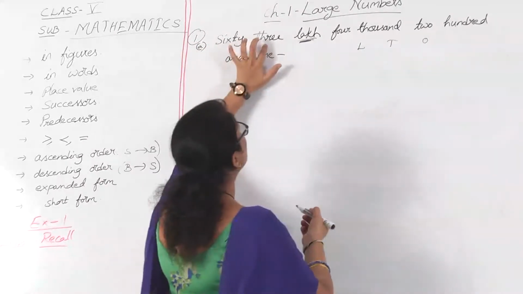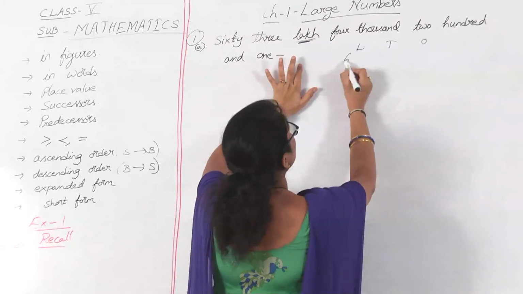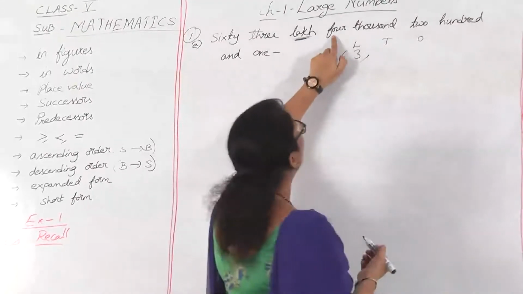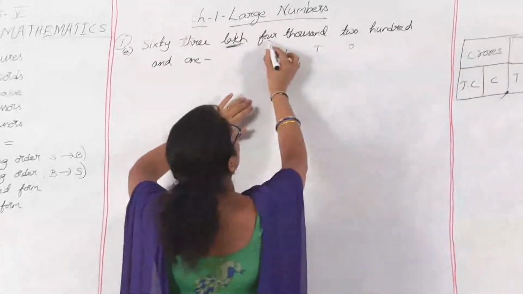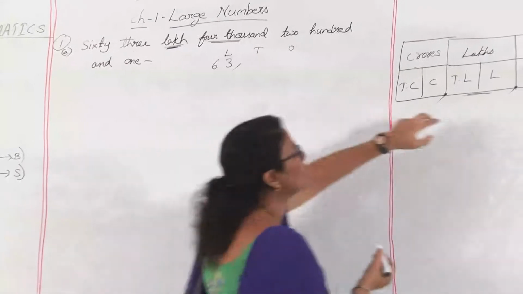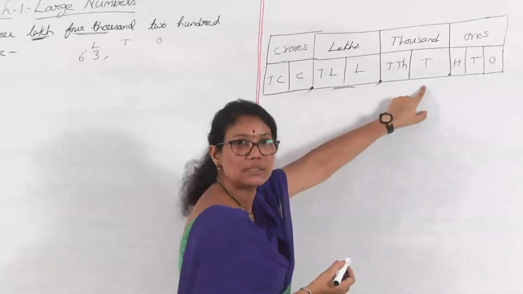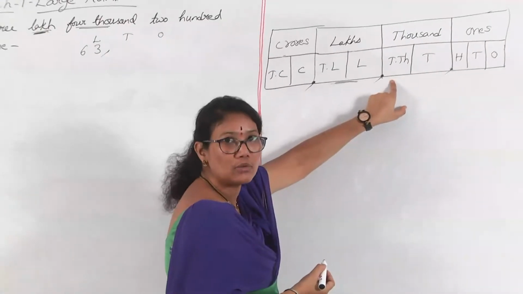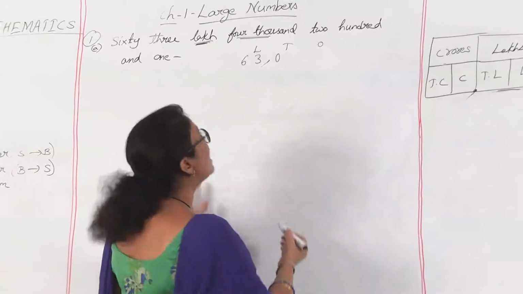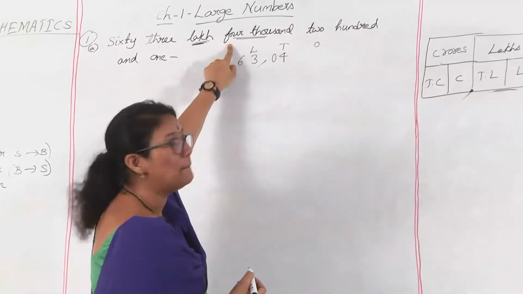So it is given as 63 lakh. We are going to write the 63 under lakh as 63 lakh, right children? Then 4,000, it is given as 4,000, and under thousands we have two places, 10,000s place and thousands place. It's not mentioned about 10,000s place, so we put a 0 for 10,000s place and we write this 4 under thousands place, right children?